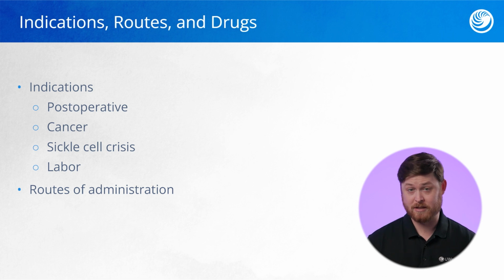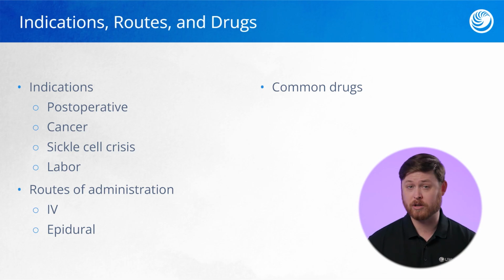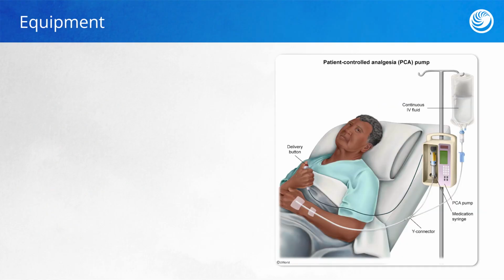Administration routes for PCA include IV and epidural routes, as medications administered by these routes will be used and metabolized quickly by the body. And opioids are the most common drugs that are administered through PCA, including morphine, fentanyl, and hydromorphone. To set up a PCA device, necessary equipment includes IV tubing and an electronic PCA pump. Some PCA pumps might be individual devices, while others might attach to pre-existing IV pumps.